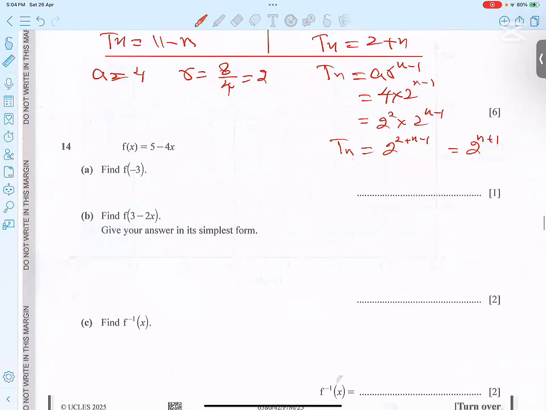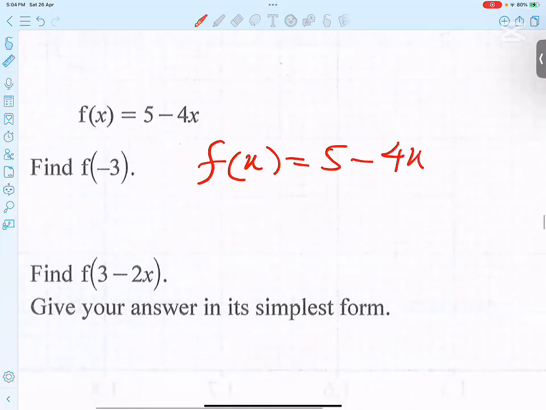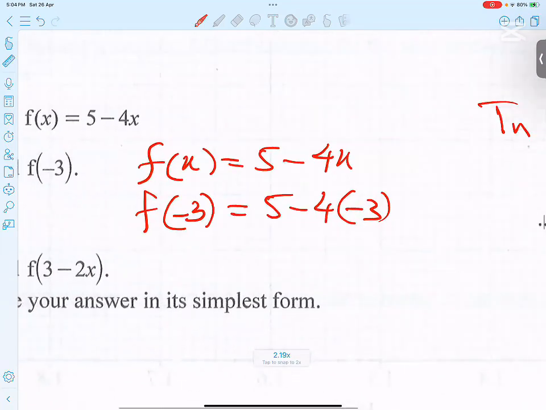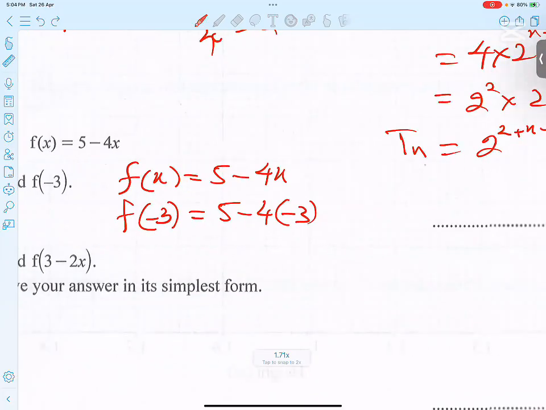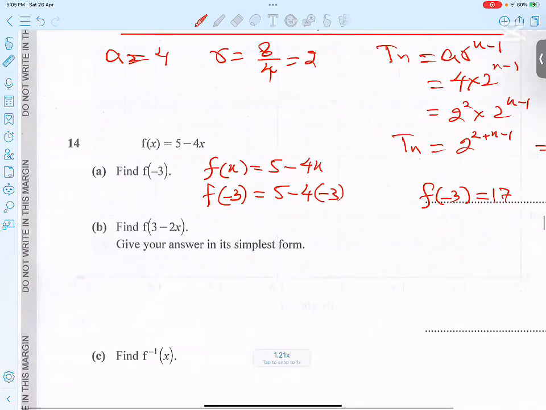So how to get this? It's simple. First of all, copy the function without any change. After copying, how many x's do you have? Leave empty spaces on both sides. This -3 will go in both brackets, so -3 here and -3 here. So I got -12, and minus a negative is plus 12, and 12 plus 5 is 17. So f of -3 becomes 17. So this is done.